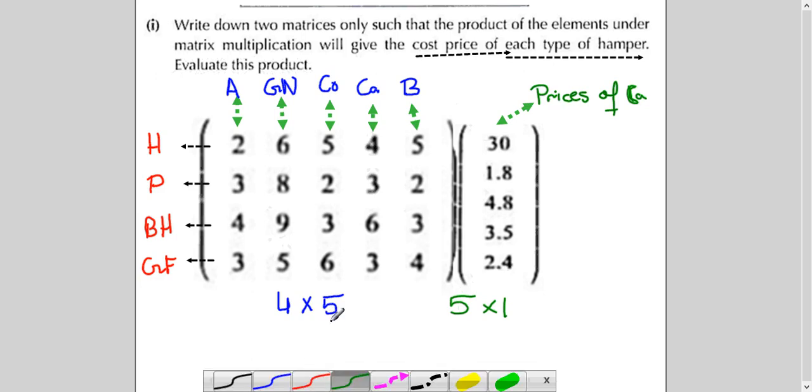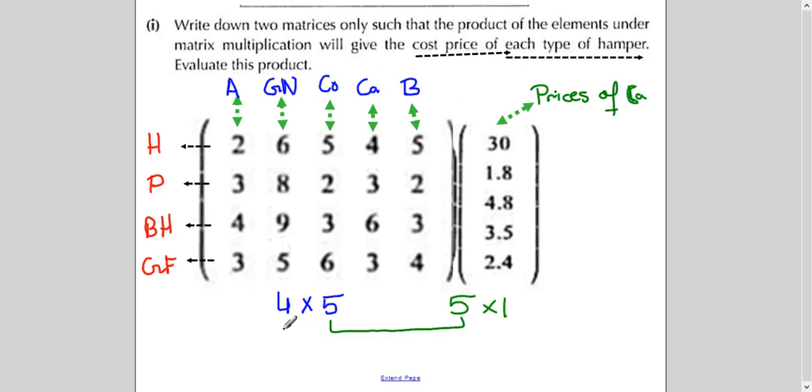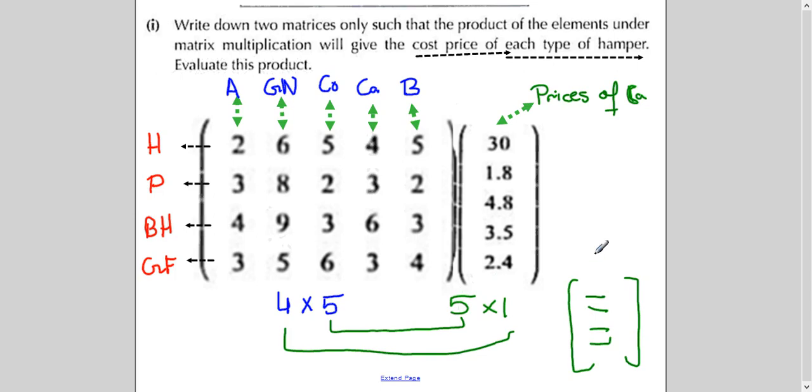Now, if I multiply, yes, it is possible because this is the same, 5 and 5. But the product I will get will be a matrix of order 4 into 1. Now 4 into 1 means I will have 4 rows and 1 column. So it's perfect because we want the cost price of each type of hamper. So this will give me the cost of happiness, cost of prosperity, cost of bumper harvest, and cost of good fortune. So I will get the price of each type of hamper.